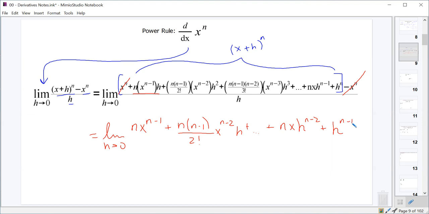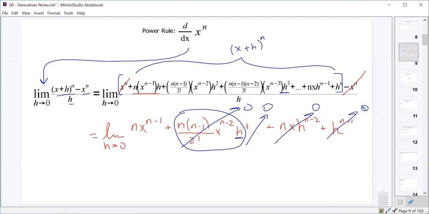And now, as h goes towards 0, this term right here, which has an h in it, becomes a bunch of values here times 0. It cancels out, becomes 0. And every other term in there that has an h in it, like all of these, comes out to be 0. And this one, which has an h in it, comes out to be 0. And this one, which has an h in it, comes out to be 0. And so all that we're left with here is just n times x to the n minus 1.